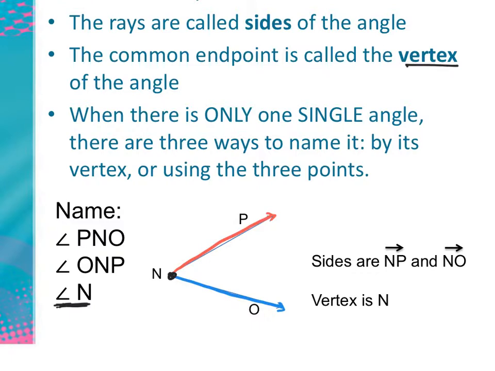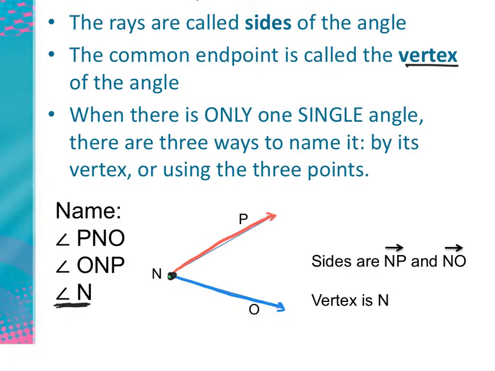So it's only one single angle there. And what I mean by that is this. There's nothing on the other side. We could have an angle that looked like this going off here. Then we can no longer call that angle N because there's like two angles stuck together. So we cannot name it that way unless it's only one angle we're looking at, which is exactly what we see here, just one angle.